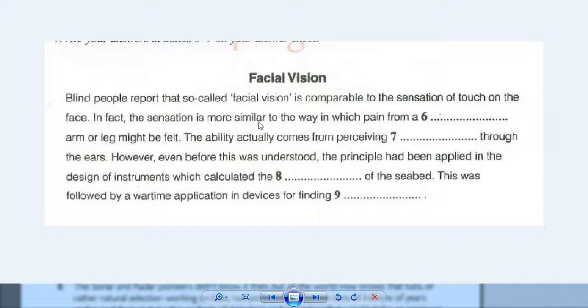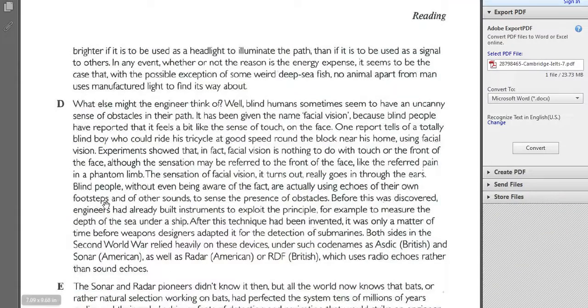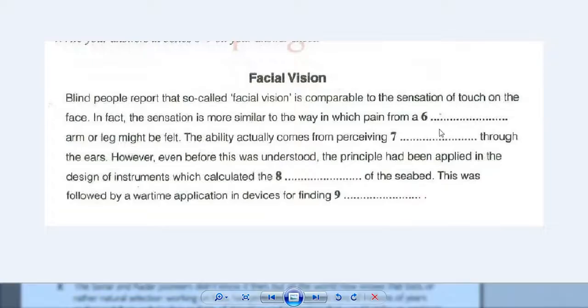In fact, the sensation is more similar to the way in which pain from a missing arm or leg, okay? Refer to pain in a phantom limb. Limb means leg or arm. This is an adjective, so I know the answer is phantom. So here, the answer is phantom arm, or leg. Okay, now what I just showed you, what's really important here is not the answer. It's how I got the answer.